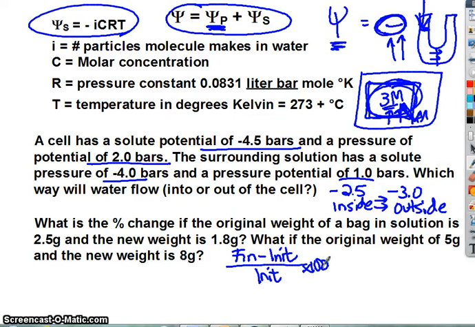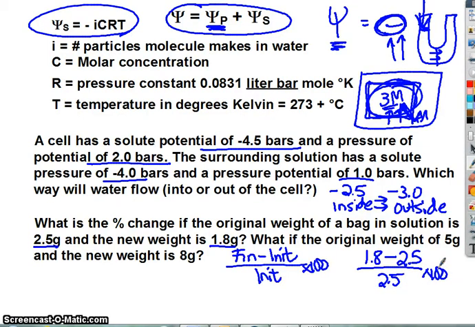For example, here, a bag originally weighed 2.5 grams. At the end of the experiment, it weighed 1.8 grams. That means this bag lost weight. That means that the percent change is actually going to be a negative number, and that's okay. So we would do for this final 1.8 minus initial, which is 2.5, over initial, which is 2.5, and then you multiply that times 100.